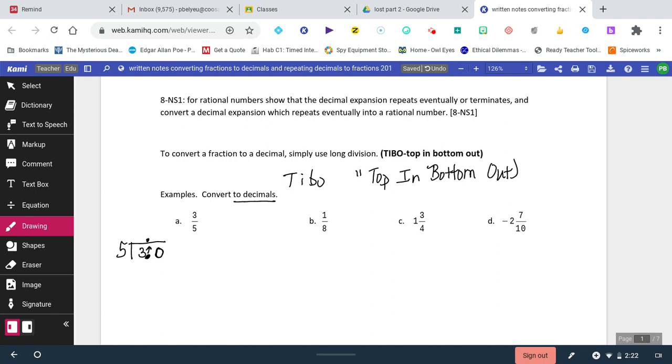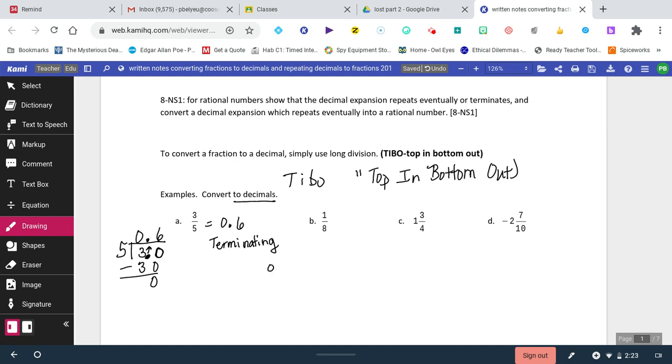You can get no groups of 5 out of 3, so you put a 0. And then you go on and you say, well, how many groups of 5 can I get out of 30? Well, if you have 30, you can get 6 groups of 5. Subtract the 30. So basically, this is a terminating decimal because it stopped in the tenths place. 6/10.